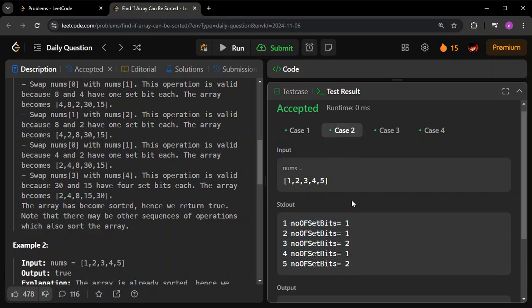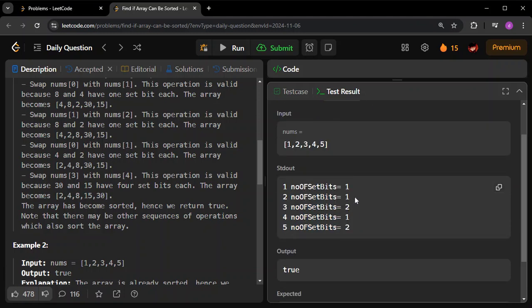Let's go to the second example now. So this is the second example. See, this forms a single segment because here the number of set bits are the same. This forms a segment. What is the maximum length of this segment? 2. Right, 2.